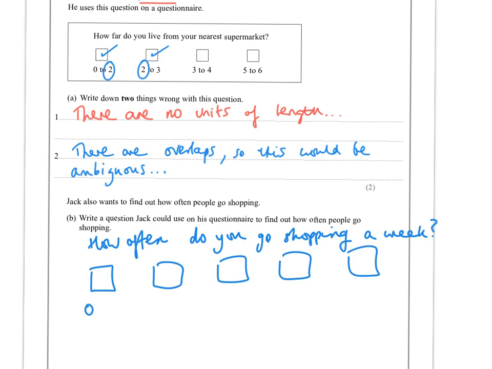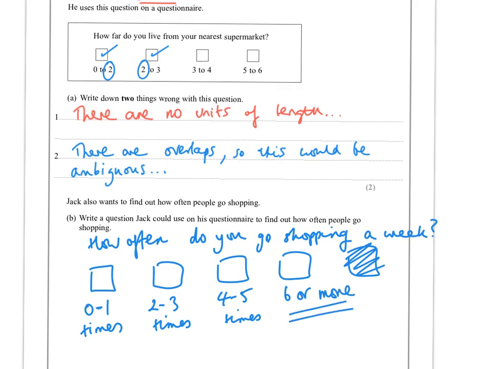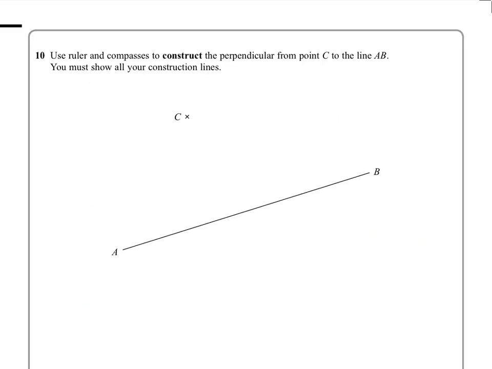So you could say 0 to 1 times, 2 to 3, 4 to 5, and then I think, to be honest, that's probably too much, and then I would just say 6 or more. Okay, so that's a very simple question. You're not leading the person, and you're just giving them some responses, and there's going to be no ambiguity, i.e. no confusion.